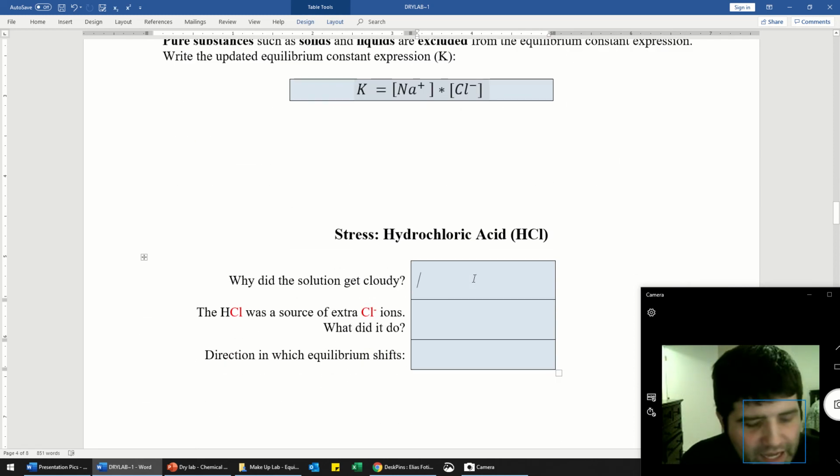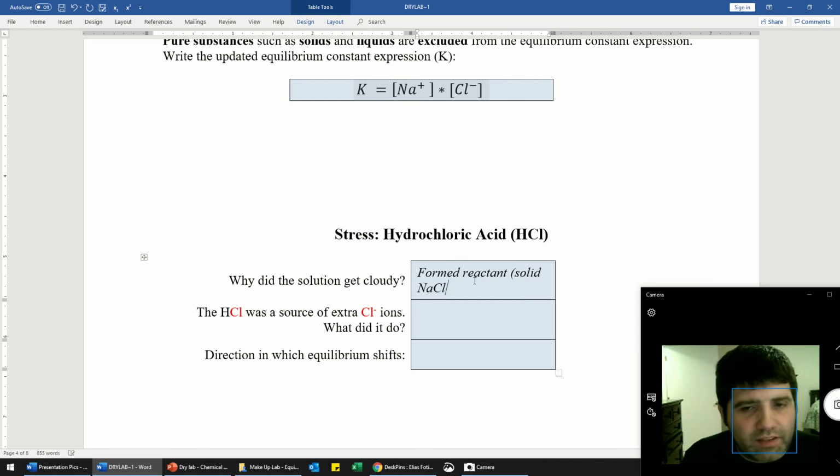And the reason for that is we formed reactant, solid NaCl. The HCl was a source of extra chloride ions. What did it do? So what that effectively did was it added more product and it gets the backwards reaction to speed up. So what we did was we added more of a product.